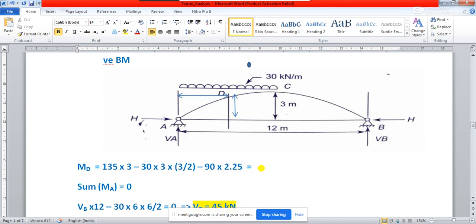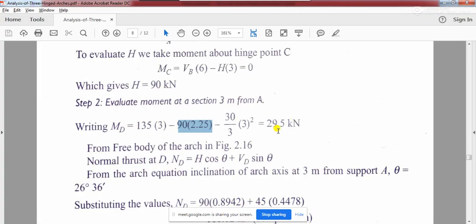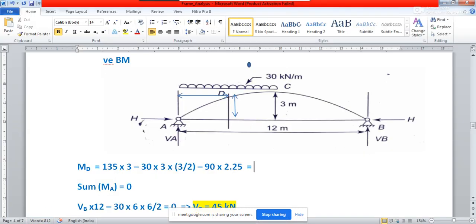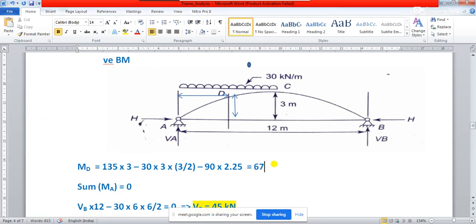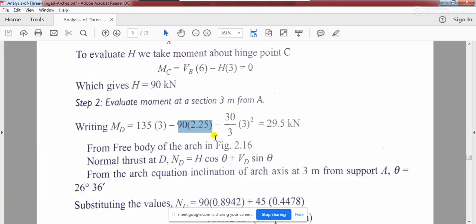Please calculate and tell me. 67.5, sir. 67.5. Everyone is getting 67.5. Has anyone calculated? Yes, sir. 67.5. Okay, 67.5 kilonewton meter. Okay, so you see there is some mistake over here.